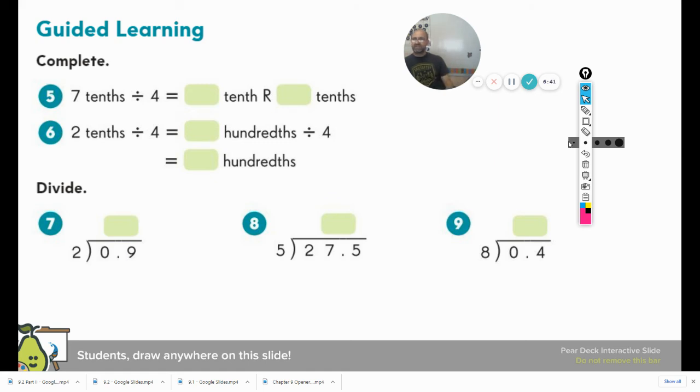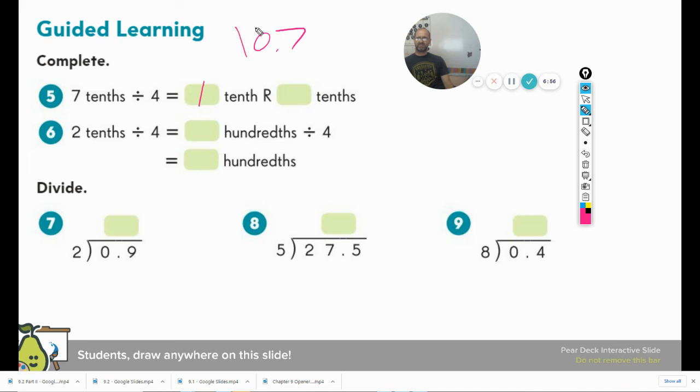All right, 7 tenths divided by 4. Well, it is 1 tenth. Oh, wait, 7 tenths divided by 4. I don't like that. 1 tenth, 1 times 4 is 4 with 3 left over. Okay? Clumsy.